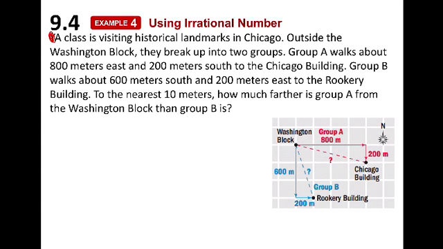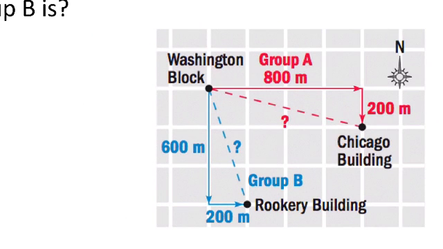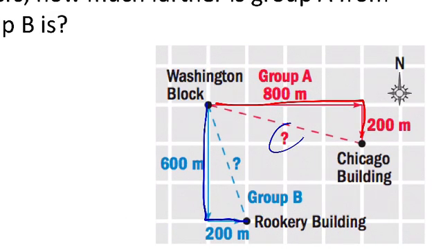Now let me zoom in on this picture a second. You can see it on yours as well. So we'll see Group A going this way 800 meters and then going south for 200 meters. And then for Group B, you'll see they went south first and then 200 meters over. So they went south for 600 meters and then east for 200 meters. So we're really looking for this hypotenuse here. So let's talk about Group A.